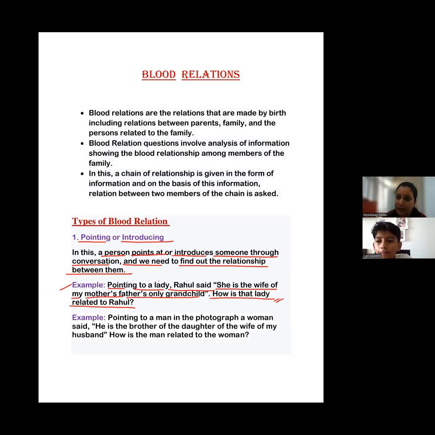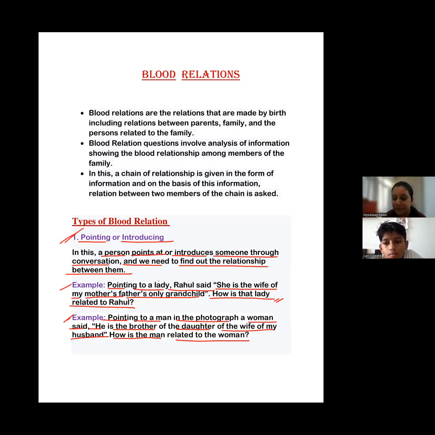Another example: pointing to a man in the photograph, a woman said that he is the brother of the daughter of the wife of my husband. So see, a chain of relationship is given, and at the end, the relationship between any two members will be asked. Like in this, how is the man related to the woman? So this is the pointing or introducing type of questions.